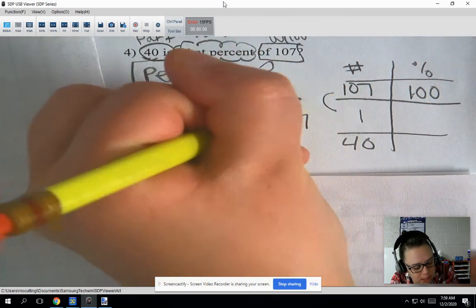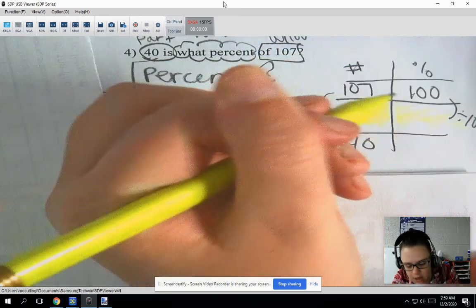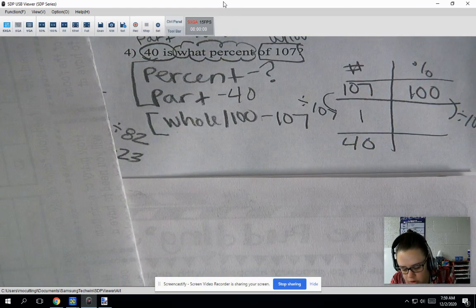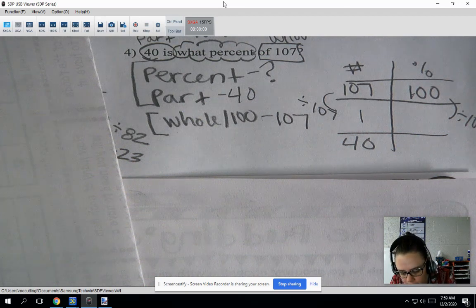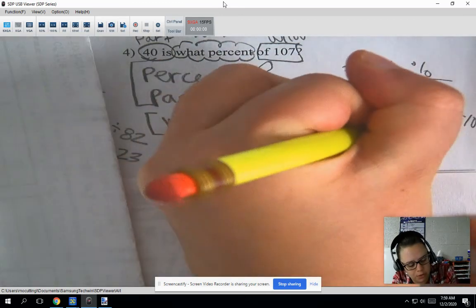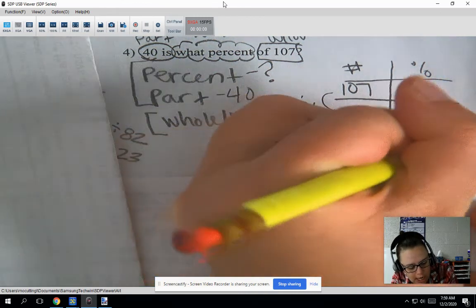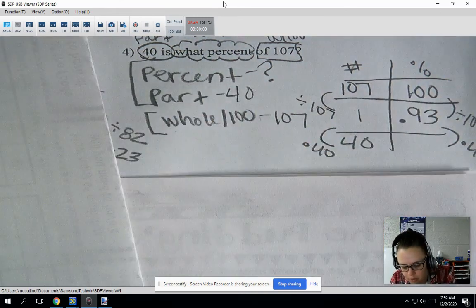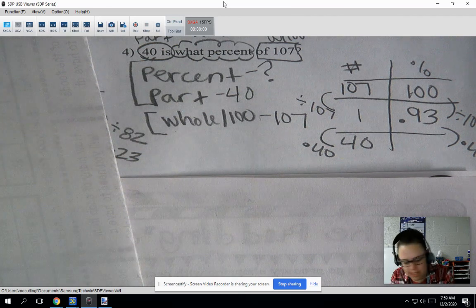Normal table business. Divided by 107, divided by 107. Handy dandy calculator, 100 divided by 107. Type in that order, and I get 0.93. Next door neighbor is a 4, so we are just going to chop it off. So 0.93, and then times 40 and times 40. 0.93 times 40 gives me 37.2.